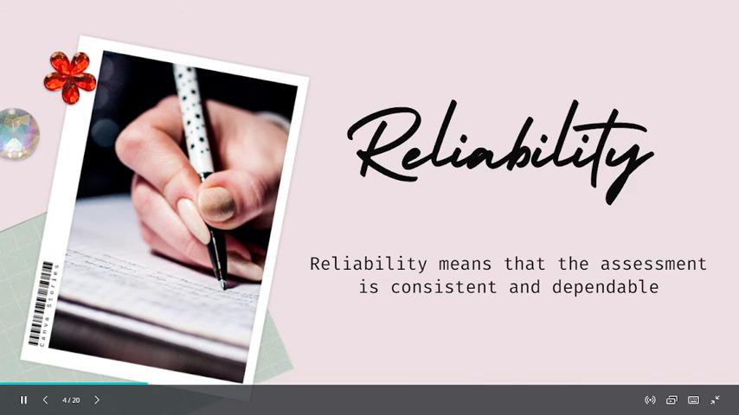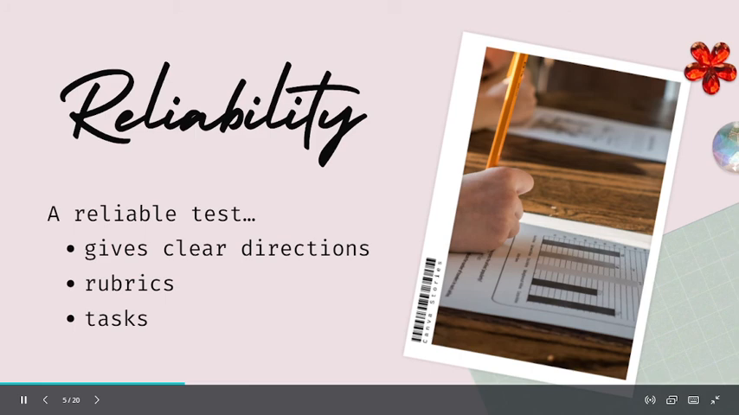Then we have reliability. A reliable test is consistent and dependable. Reliability does not really deal with the test itself. It deals with the results of the test. The test results should be consistent. A reliable test gives clear instructions for scoring. It has uniform rubrics for scoring. It contains tasks that are unambiguous to the test taker.